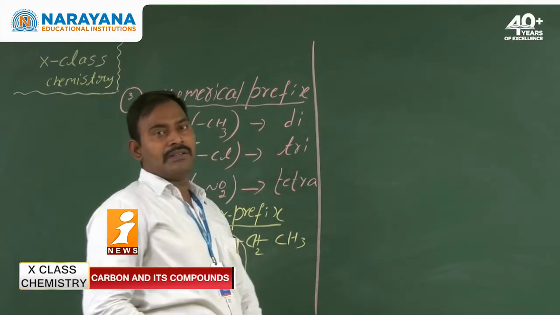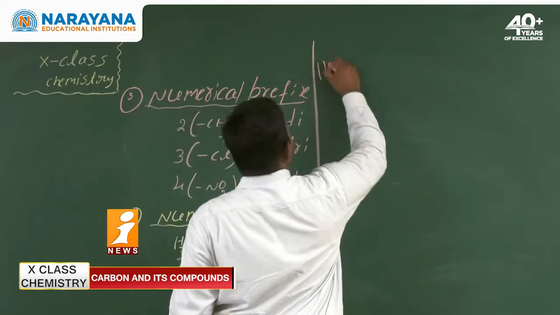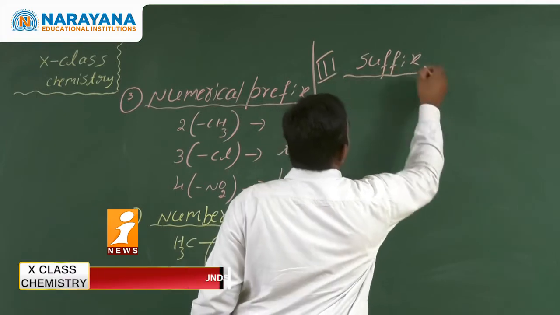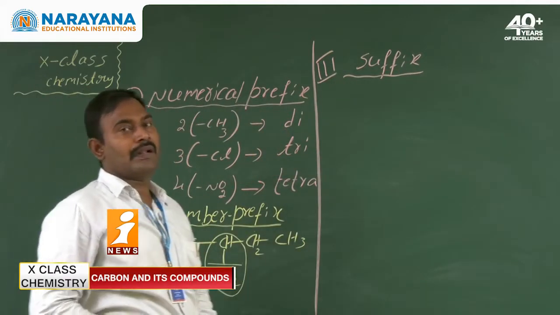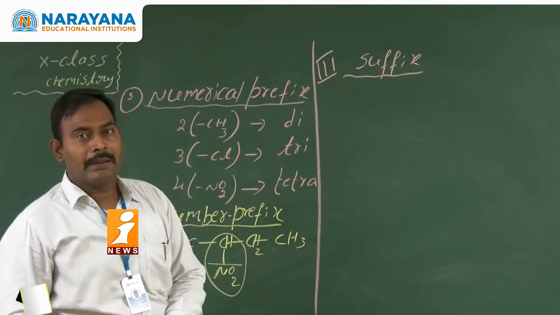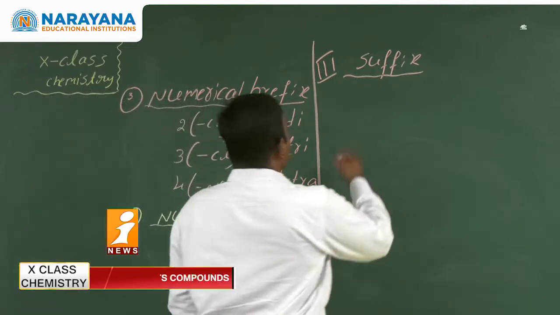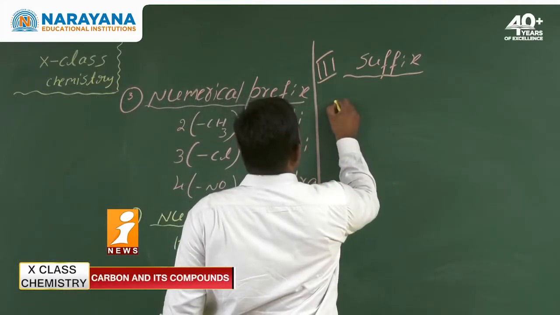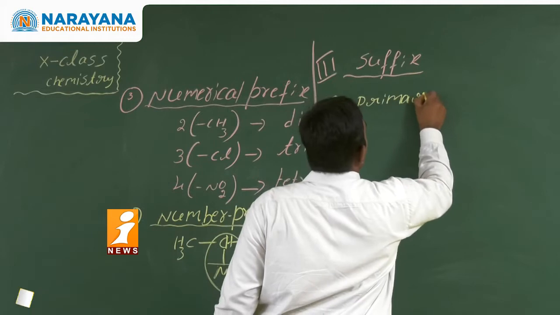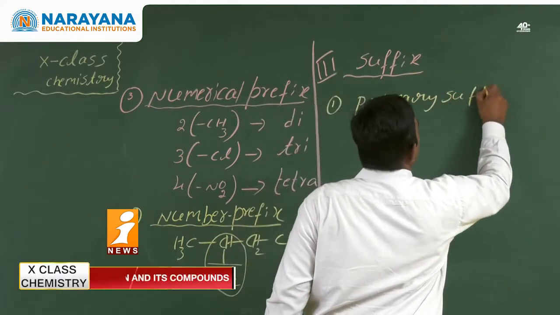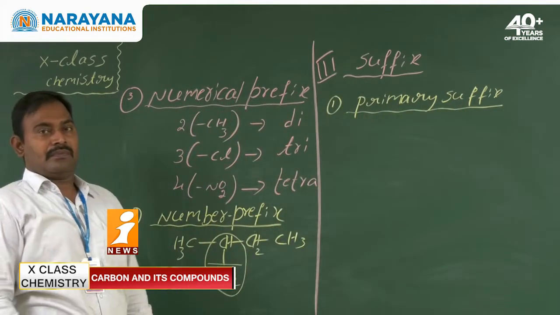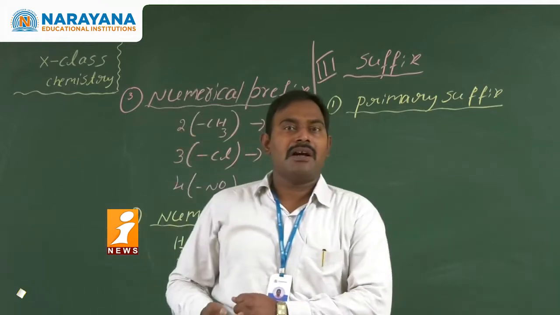Next, our third part in the IUPAC nomenclature: suffix. Here we have primary suffix, secondary suffix, numerical suffix and number suffix. First we are going to discuss the primary suffix. The primary suffix tells about the nature of the carbon compound.